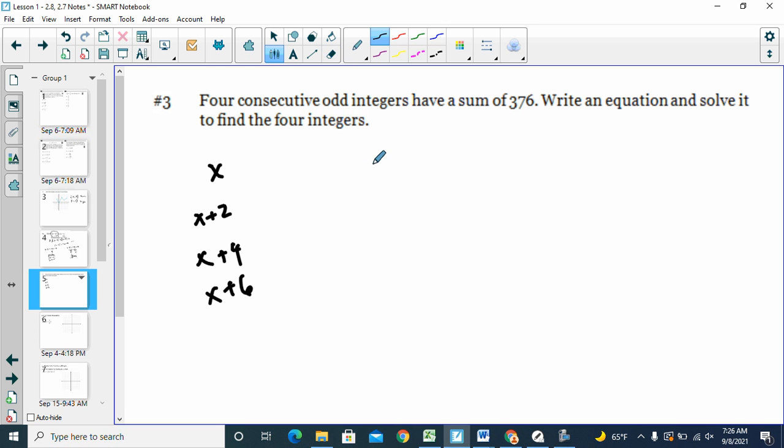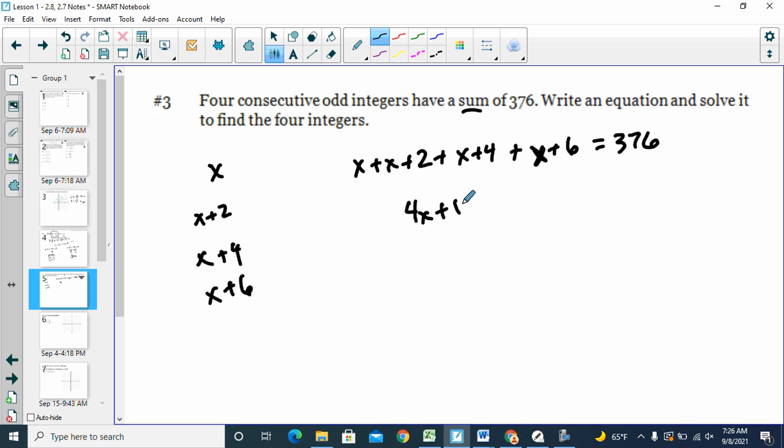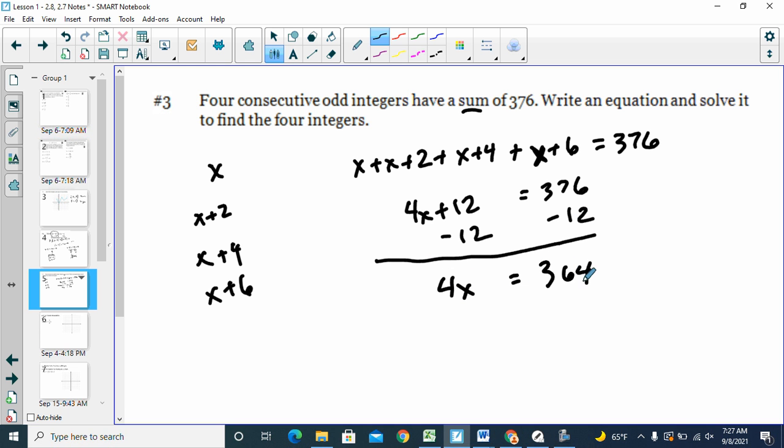So if I call the smallest one x, the next one's x plus 2, x plus 4, and x plus 6. It tells me they have a sum, so we add them up, of 376. Combine up your like terms. I've got 4x's plus 12. Divide both sides by 4. I get x equals 91.